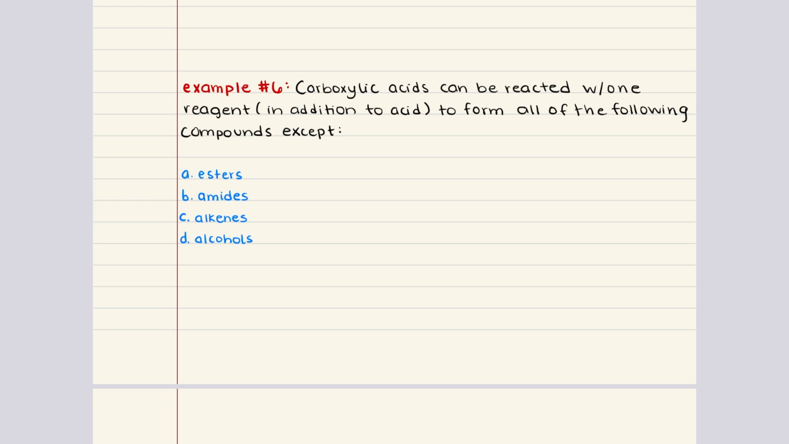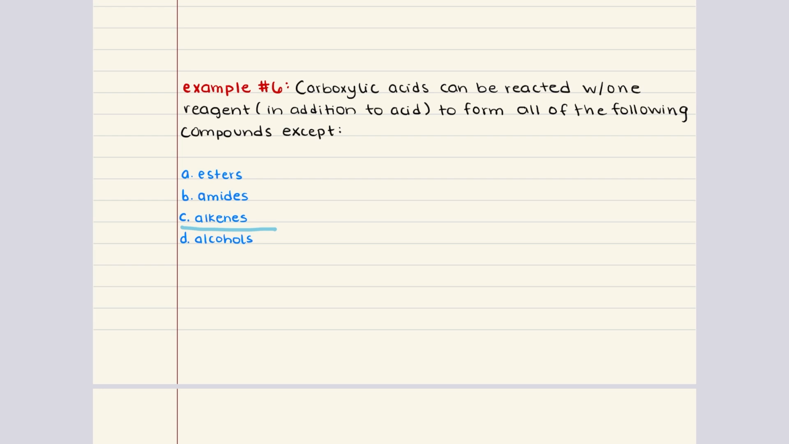And carboxylic acids can also be reduced to form alcohols. However, alkenes cannot be made directly from carboxylic acid in a single step. There's no straightforward one-step reaction where a carboxylic acid converts into an alkene. Producing an alkene would require multiple steps involving reduction to an alcohol first and then elimination.